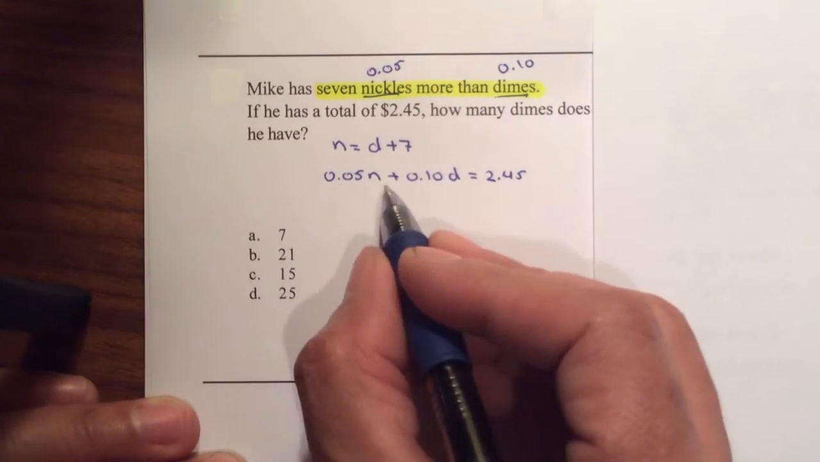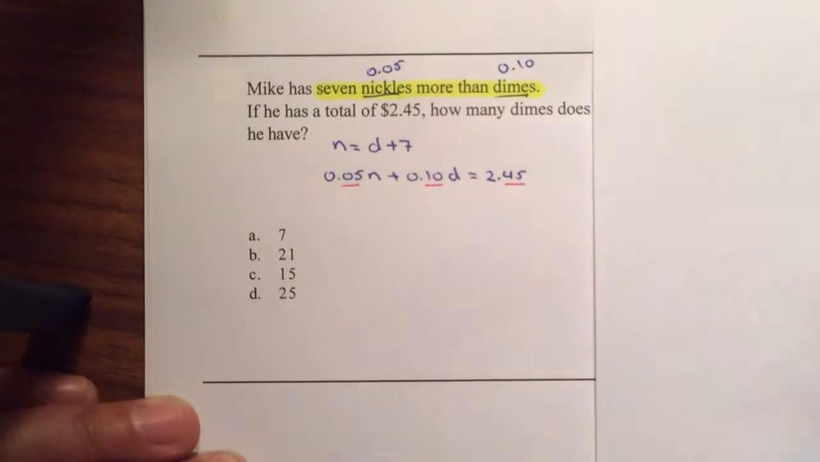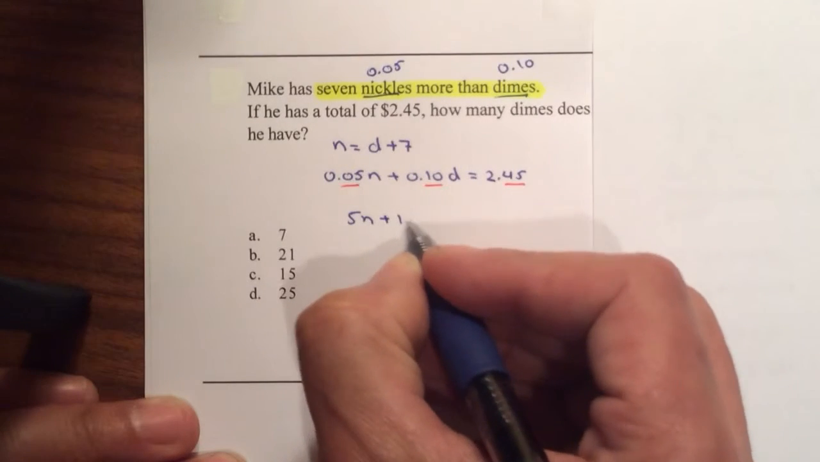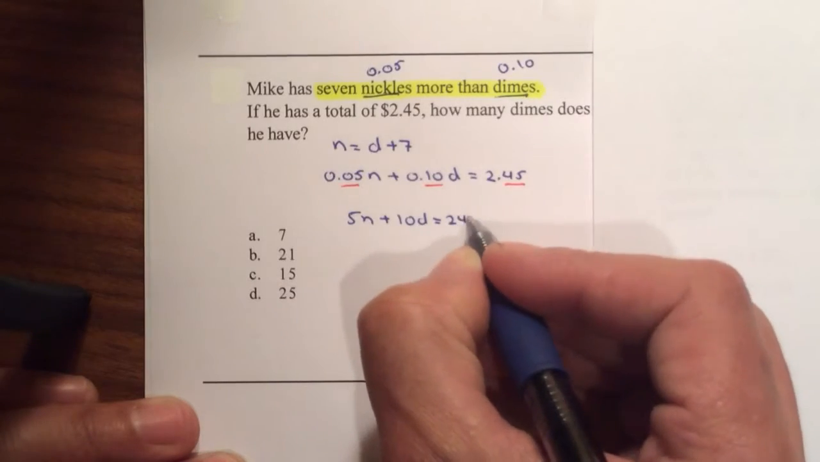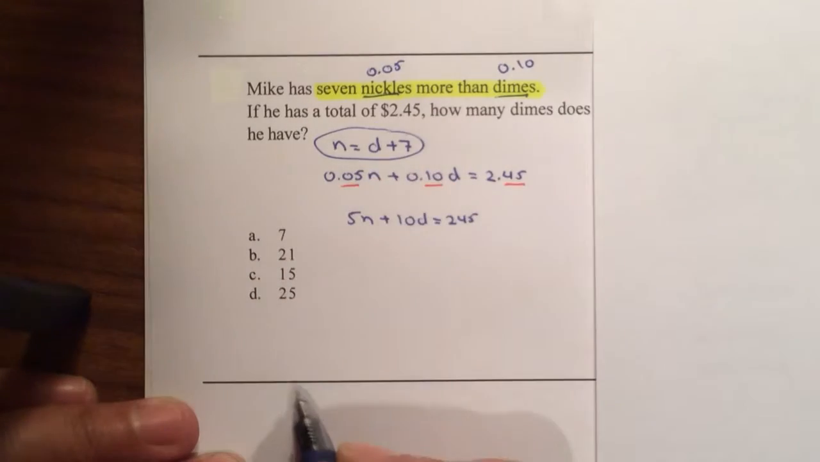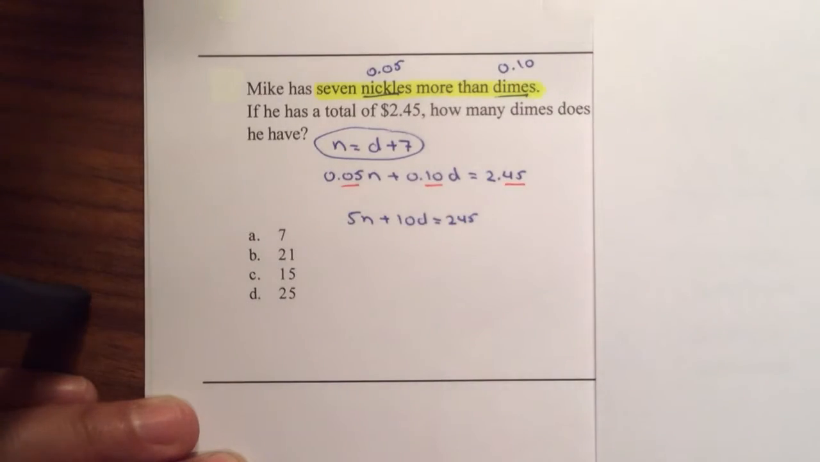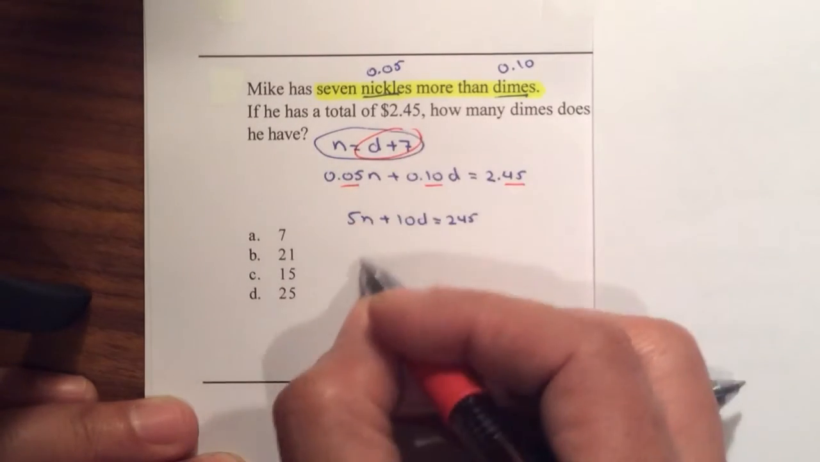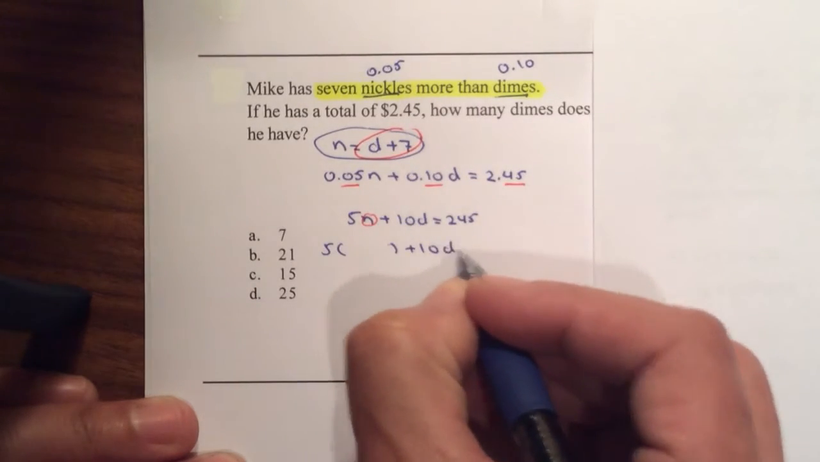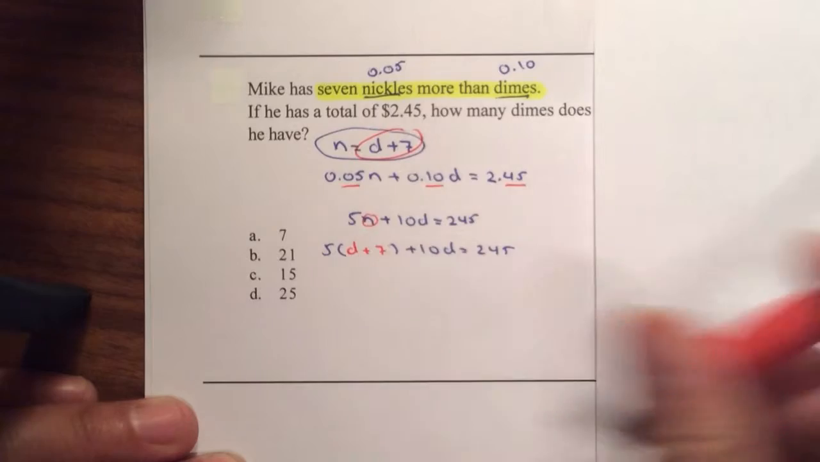Now many times we don't want to work with decimals. Since we have 2 decimal places throughout on each of the terms, we are just going to multiply by 100. So it gives me 5n plus 10d equal to 245. And your first equation will be this one here. Now, since it's already solved for n, I'm just going to use substitution. I'm going to plug in the value of n in here. That'll be 5n plus 10d equal to 245.